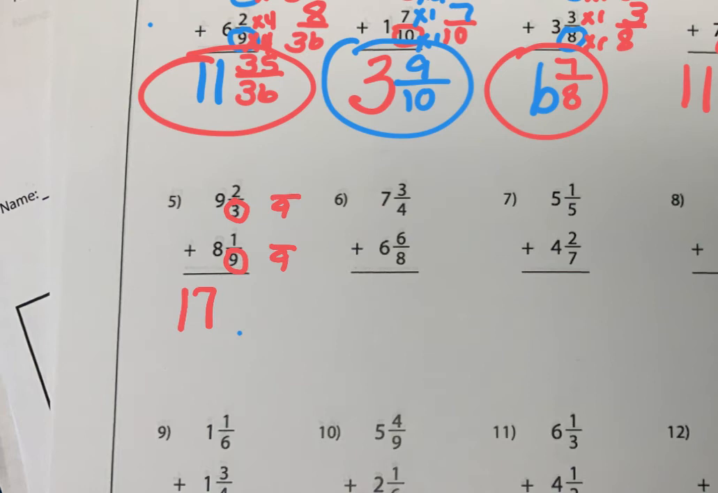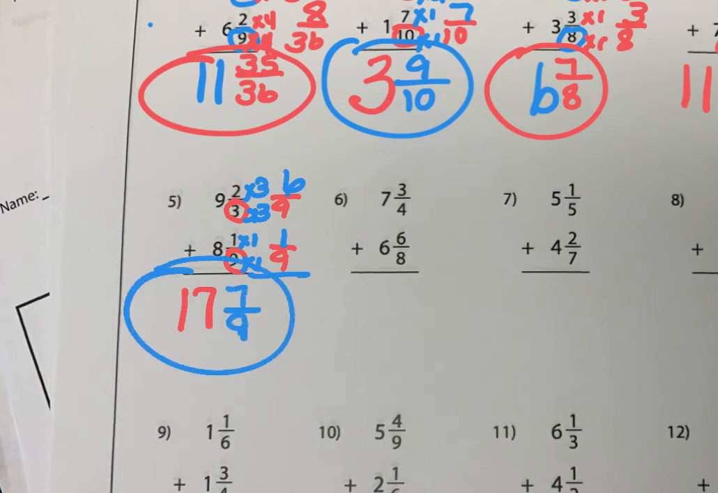Ask yourself, 9 times what is 9? 1. And whatever you times that by, you times your numerator by. 1 times 1 is 1. Okay. 3 times what is 9? 3. 2 times 3 is 6. So I add. 6 plus 1 is 7, over 9. So my final answer is 17 and 7/9. Any questions about that one?